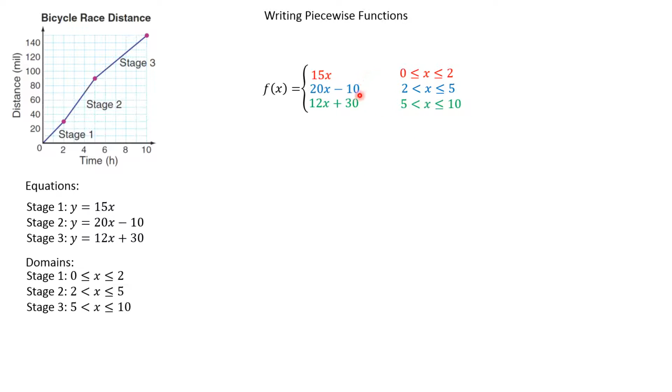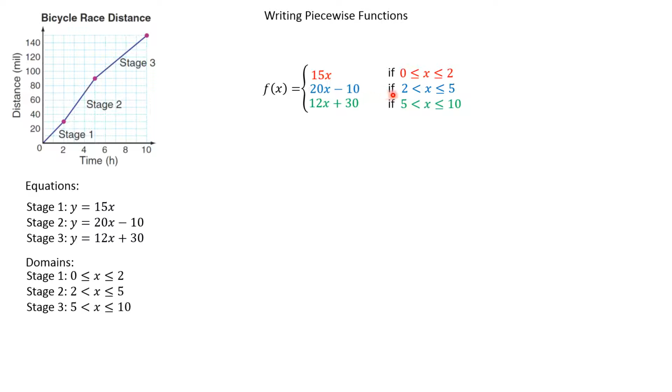Now, we generally have something in between here. I've seen many things. I've seen commas. I've seen the word when. The book is pretty consistent on using the word if. So it's 15x if 0 is less than or equal to x is less than or equal to 2.